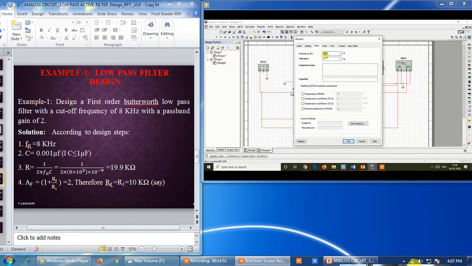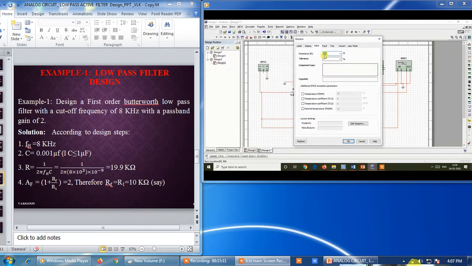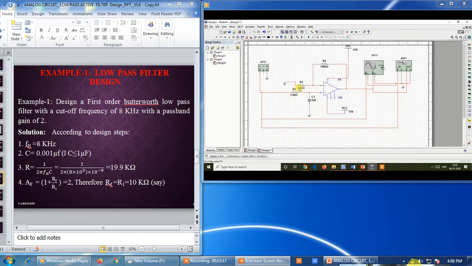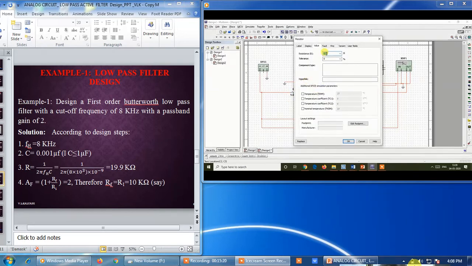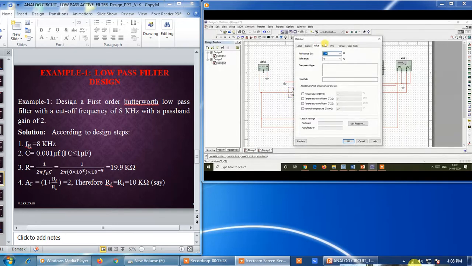So you can also change the value of the resistance R2. According to the example, the value of R2 is 10 kilo ohm. So here we can change the value of resistance R2, and similarly we can change the value of R1 also. So this is 10 kilo ohm, and this RC combination is used for filtering here.